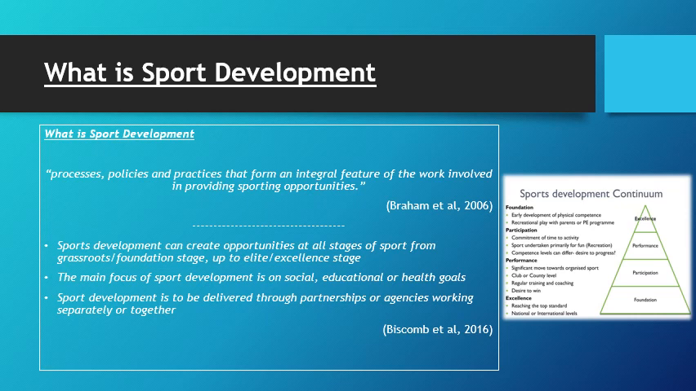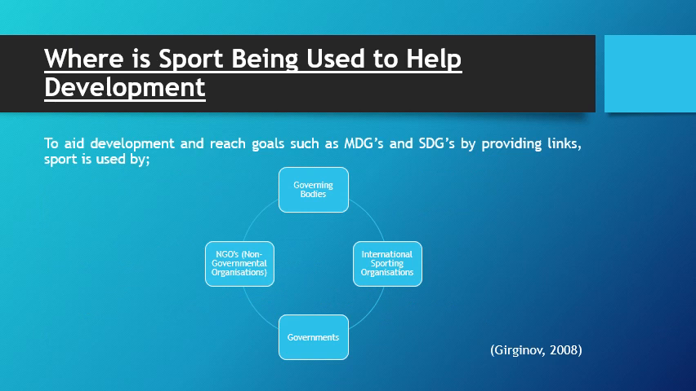The main focus of sports development is on social, educational or health goals. Sport development is to be delivered through sports partnerships or agencies working separately or together to again work towards wider development goals. So where is sport being used to help development? To aid development and reach goals such as MDGs and SDGs, which were discussed in the previous video, sport is being provided by governing bodies, international sporting organisations, governments and NGOs, which is non-governmental organisations.